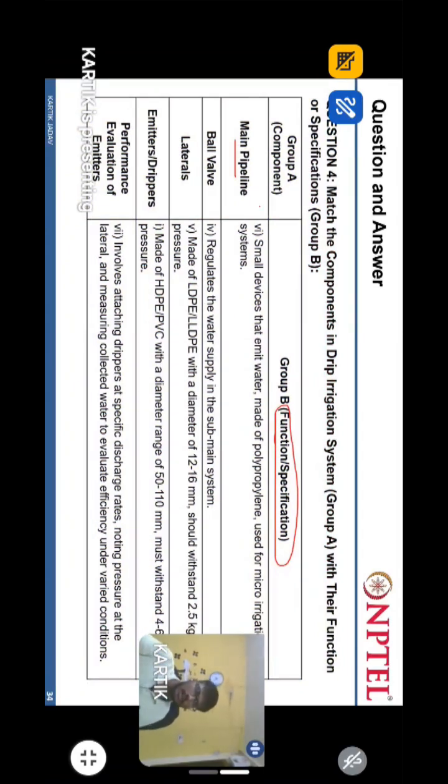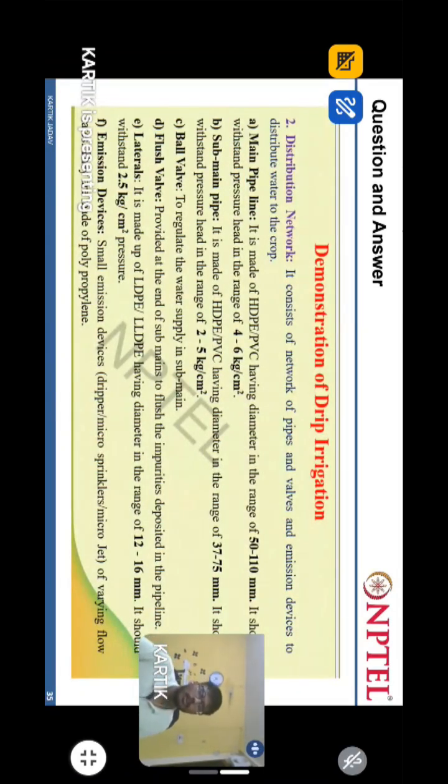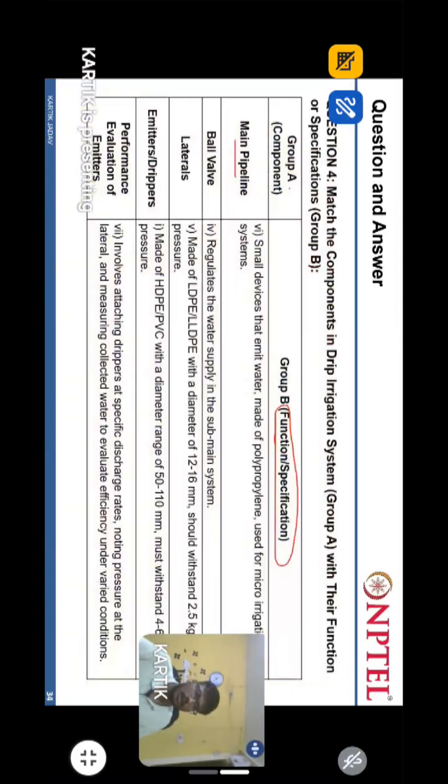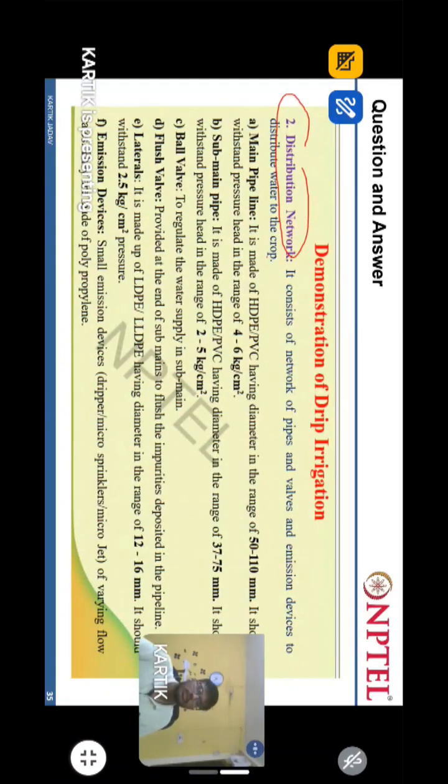solve this question. Before that, let's quickly recap what we have learned in the previous week. All the components given are part of the distribution network, right? The distribution network consists of various pipes and valves. Also, on the laterals, we have an emission device to distribute the water to the crop. These pipes we have generally categorized in three types: main lines, sub-main lines, and laterals.